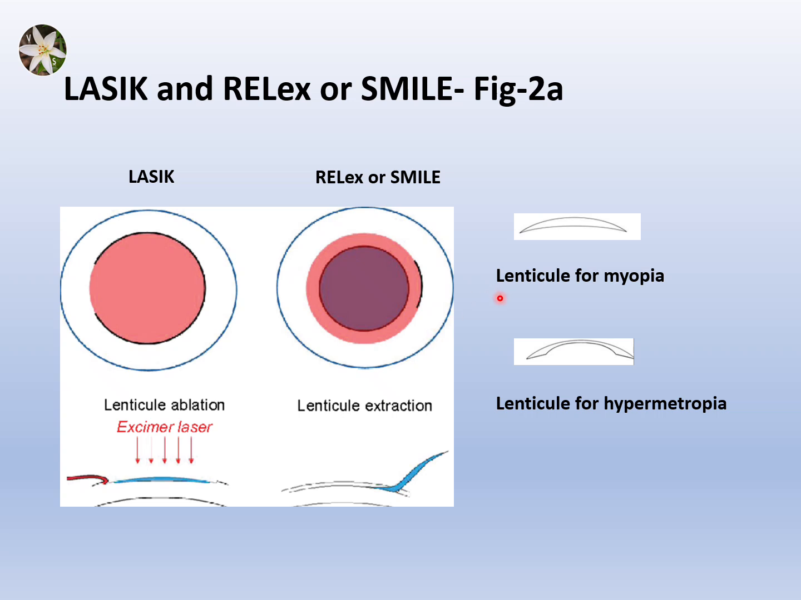Now, as I said earlier, this laser surgery can be done for myopia as well as for hypermetropia. The results are different only by modifying the shape of the lenticule. So this is the shape of the lenticule which is extracted for correction of myopia, and this is the shape of the lenticule, thicker in the periphery and thinner in the center, which is extracted for hypermetropia. As I have said earlier, refractive surgery is more frequently required for myopia correction than for hypermetropia correction.